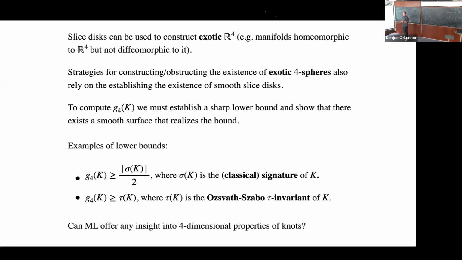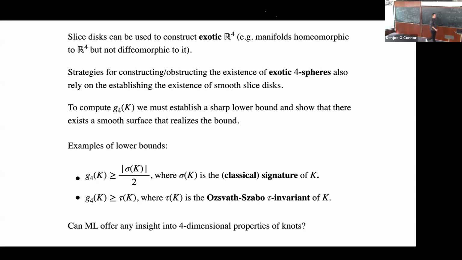So you have to prove that there is a slice surface of genus 1, for example, and then you have to prove that there's no slice surface with any smaller genus. So you need to explicitly construct a surface with a given genus for the knot of interest, and then you have to prove that no smaller genus surface exists. Now, to prove that, we have relationships that come from invariants. We have lower bounds that come from invariants.